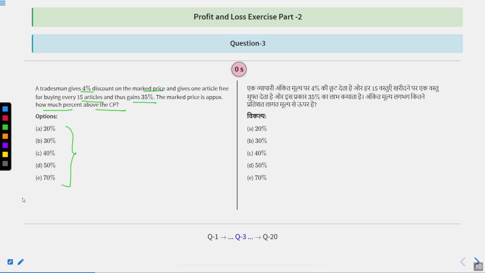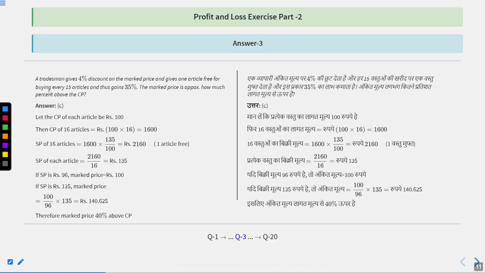Now time's up. Let's see the solution. The question says that a tradesman gives 4% discount on mark price. So first we let the CP. Clear? So let the CP of each article be 100 rupees. Now according to the question, the customer buys 15 articles and gets one article free.